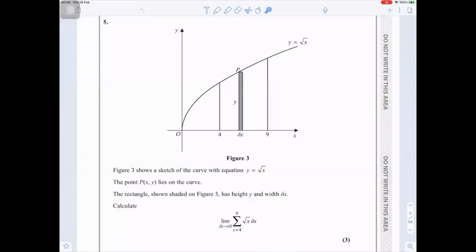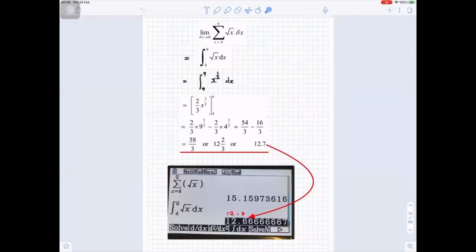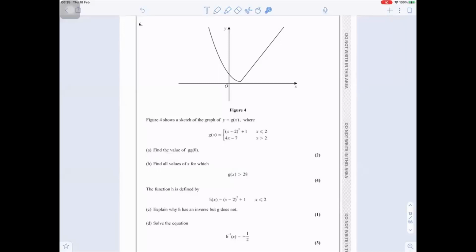That's question 5. That's your complete answer for question number 5. That's question number 6. Figure 4 shows a sketch of the graph of y equals g of x, where g of x is equal to that function. Find the value of g of 0, and find all the values of x for which g of x is greater than 28.